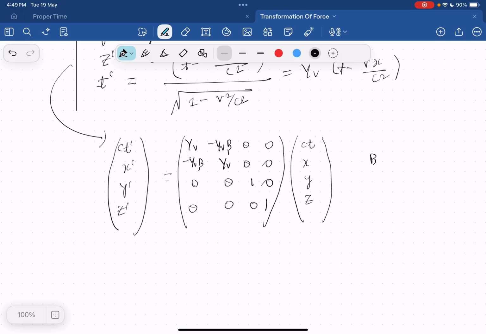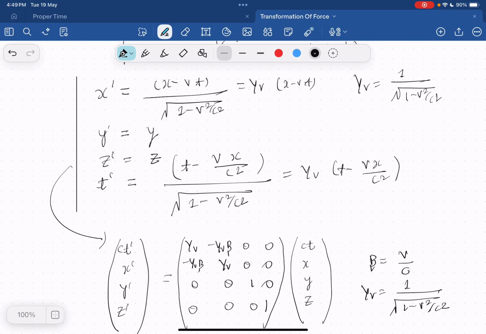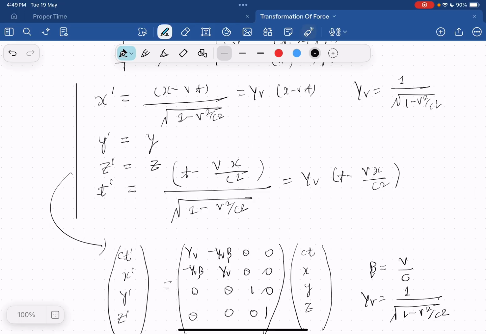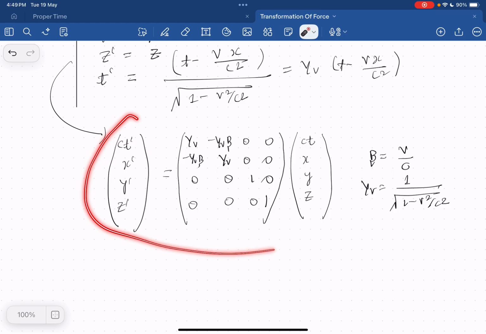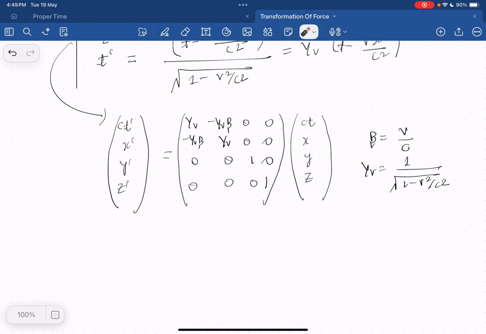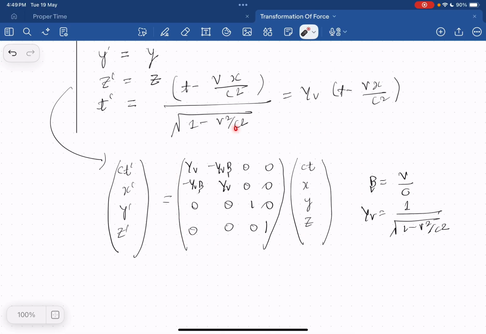Here beta is v by c and gamma v is 1 by under root 1 minus v square by c square. This is nothing but the same Lorentz transformation relations written in terms of a matrix multiplication relation. You can just do this matrix multiplication to verify that this and this are basically the same thing.